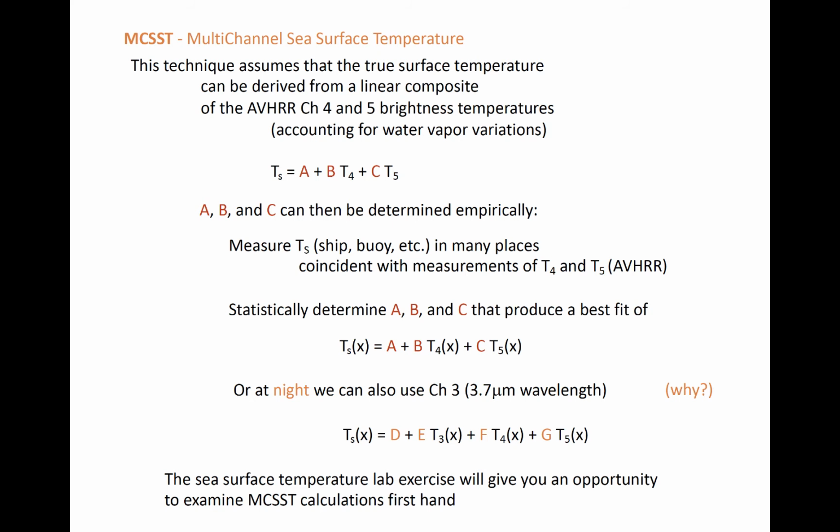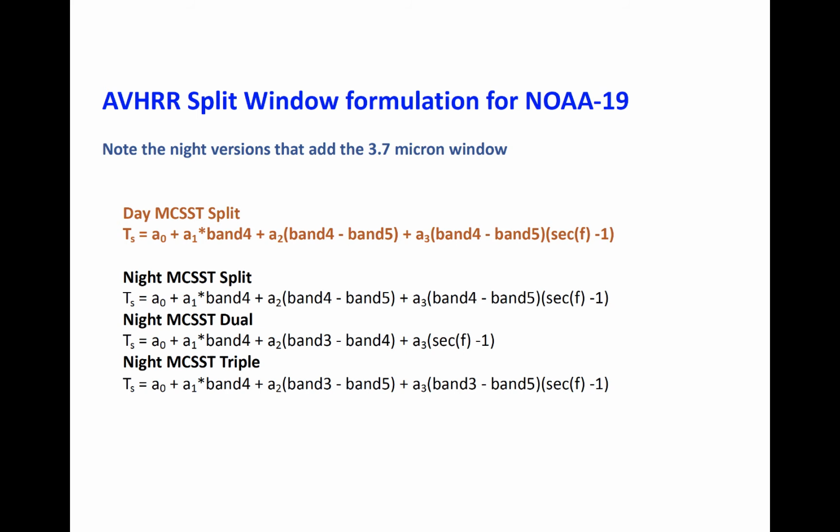brightness temperatures. At night, we can also use an additional channel or channels in the shortwave infrared, but we cannot do so during the day because of the additional reflected solar radiation that would contaminate our estimate. The following shows some different versions of the multi-channel SST relationships used without the coefficients filled in. Note that the nighttime relationships incorporate 3 bands, one of which is the shortwave IR, channel 3 in this example.